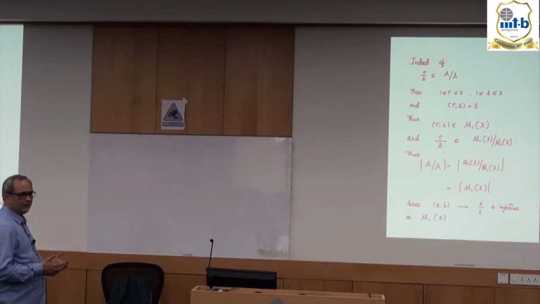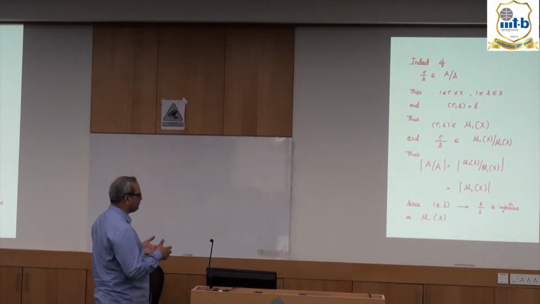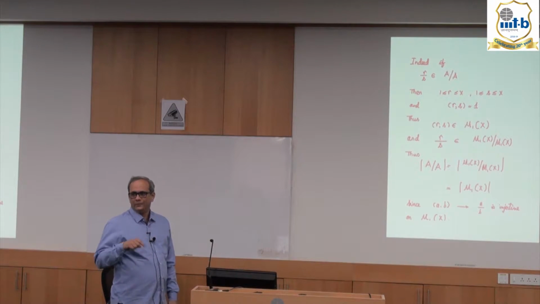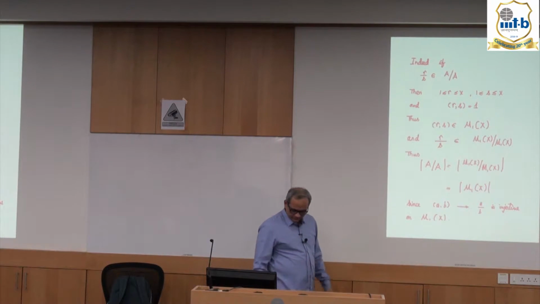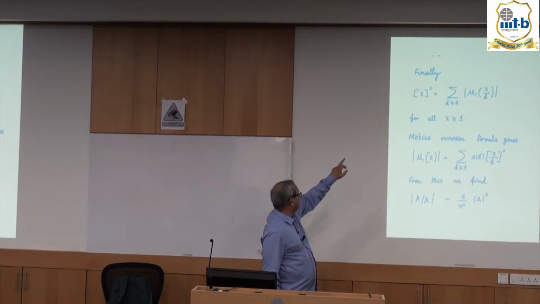So what we need to do is to find out M1x, that is the number of pairs A, B with A and B less than x and A and B co-prime. Okay. Now, how do we find that? Okay, so we write down the relation that we had.